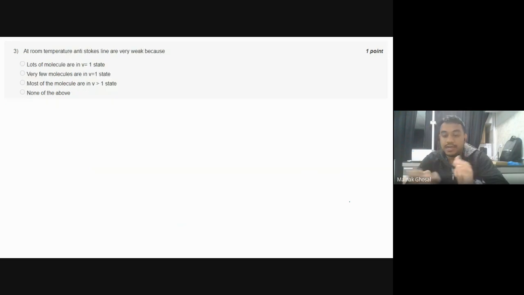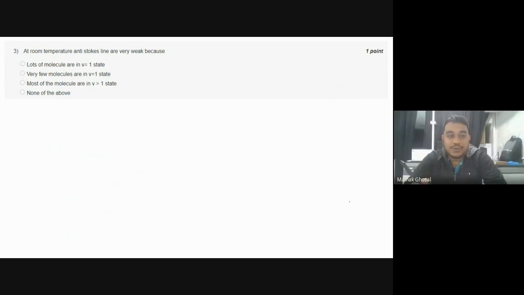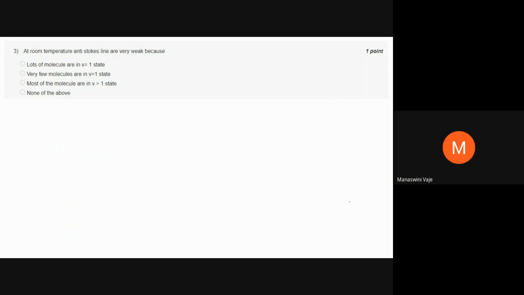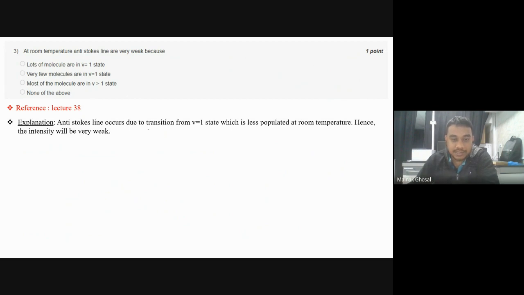Okay, so moving to the third question. At room temperature, anti-Stokes lines are very weak. That is the question you have asked me, right? For the Stokes and anti-Stokes, which will have very weak intensity. So now you will be able to answer this. Which will be the answer? Very few molecules are in the v equals 1 state. Exactly. This is the answer. You can also find this in lecture number 38, where I said that this anti-Stokes line occurs due to transition from the v equals 1 state, which is lightly populated at room temperature.